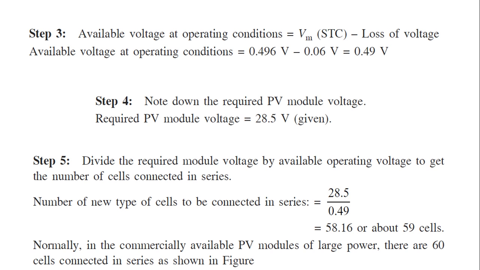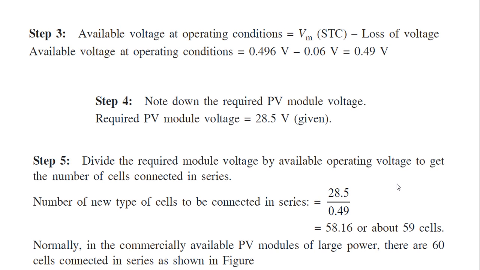So now we are going to note down the required PV module voltage. The PV module voltage is 28.5 volt, which is given. Now dividing the required module voltage by the available operating voltage to get the number of cells connected in series, 28.5 volt divided by 0.49, that is the available voltage at operating condition from one cell. So this 0.06 volt has been reduced. So how many such cells are connected? It is about 59 cells.